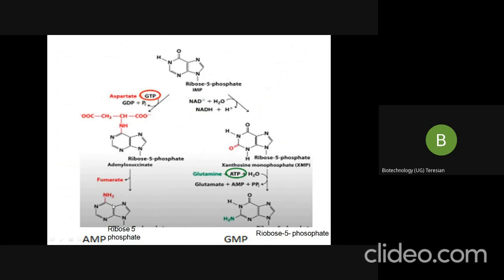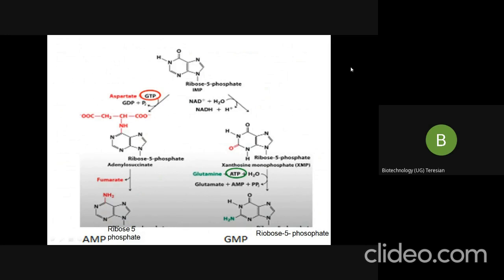amine group. Next, coming to the formation of GMP. To form GMP, what happens? Here you can see that the water molecule is oxidized, and then the carbonyl is replaced by another group, with the amino group from the glutamine, and this step requires ATP.